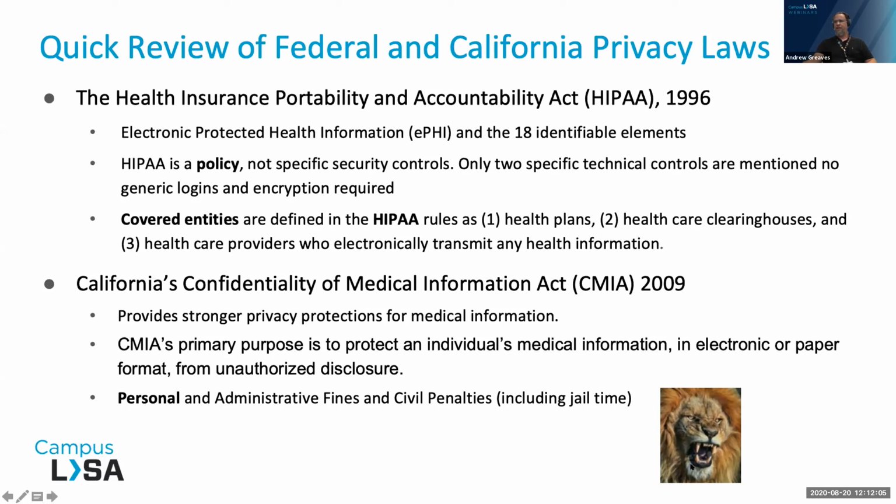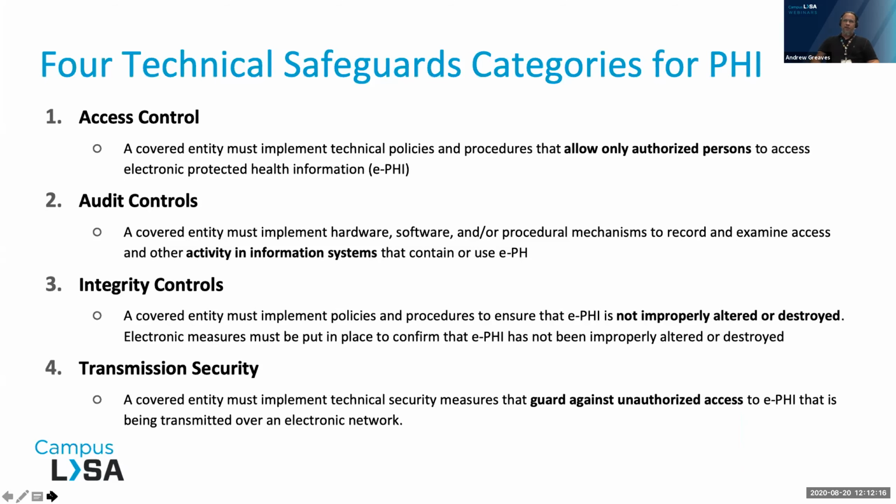So that's the teeth here with the lion picture at the bottom. Really, this provides a little bit more teeth than just the general guidelines of HIPAA and penalties. So 4 technical safeguards, or categories for safeguards, for ePHI, and this is true of data sets outside of just PHI, but access controls.